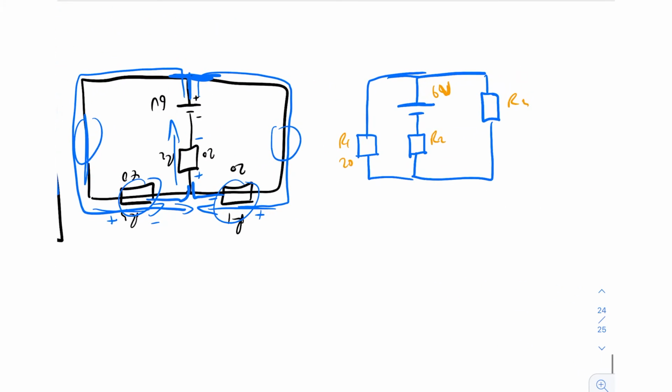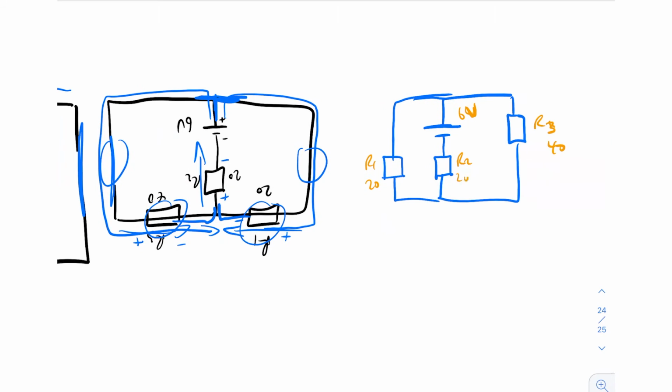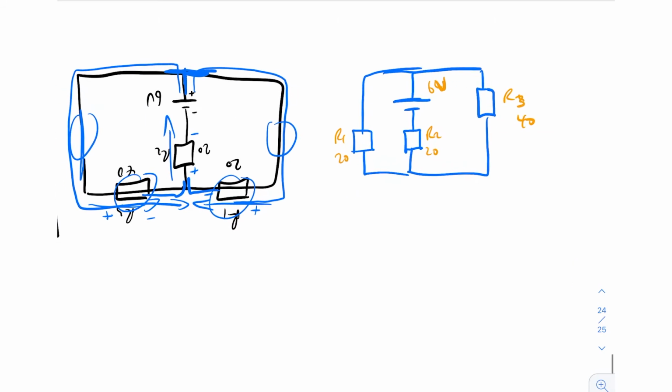R3 is 40 ohms. Wait, which one's R3? This is R3, right? 40 ohms. Yep, and R2 in the middle is 20 ohms. Okay, so when I'm saying that they're in parallel, I'm saying that R1 and R3 are clearly in parallel.